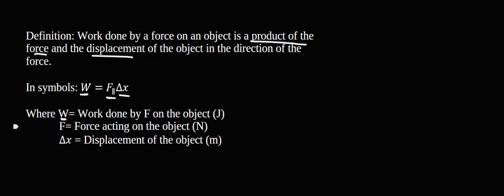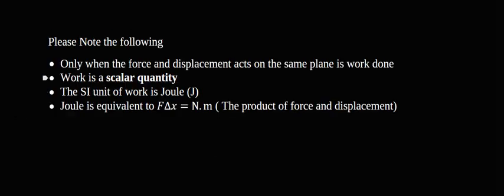W is the work done by force F on the object and is measured in joules, and F is the force acting on the object in newtons. Delta x is the displacement of the object in meters. Please note that only when the force and displacement act on the same plane is work done, and work is a scalar quantity. The SI unit of work is a joule, and a joule is also equivalent to a Newton meter.